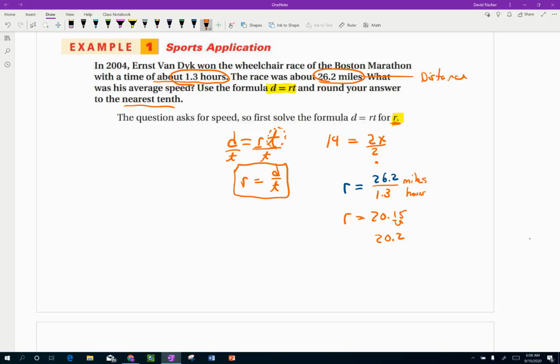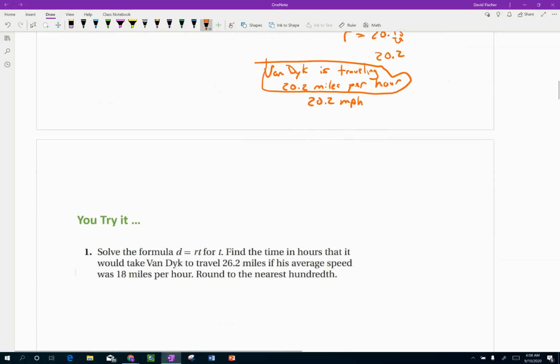So now we have to write it. I want to just say Van Dyke is traveling 20.2 miles per hour. You could say MPH, 20.2 MPH would also work, that means miles per hour. So that's his speed. All right. Let's go down and see what we got next here.